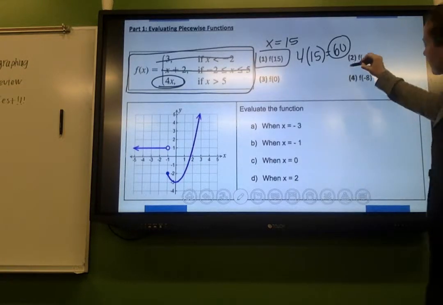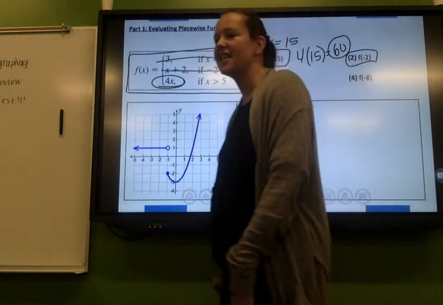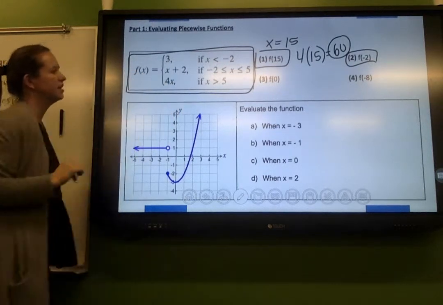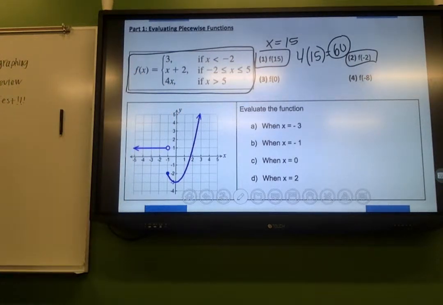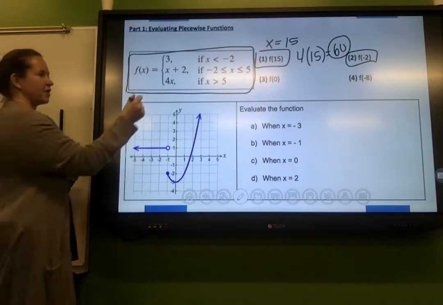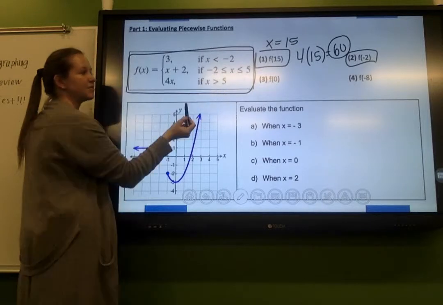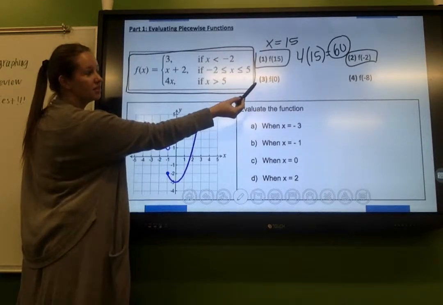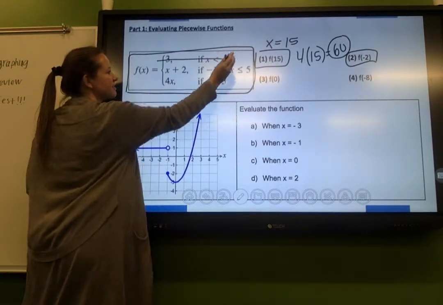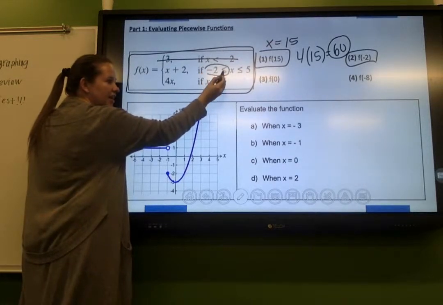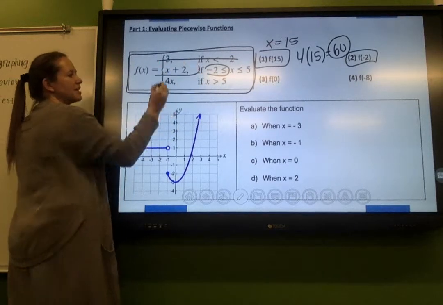Let's do number 2. Number 2 is f of -2. So, which one of these equations now, let me clear this off, is -2? It's the first or the second? So the first one says if x is less than -2. Does it say it can equal -2? Nope, so it can't be the first. But the second says, see how it has this equal sign right there on it? It can equal -2, so we are definitely using the second.